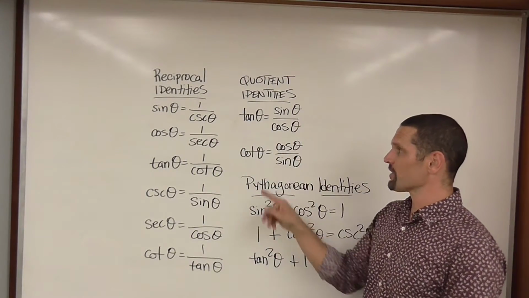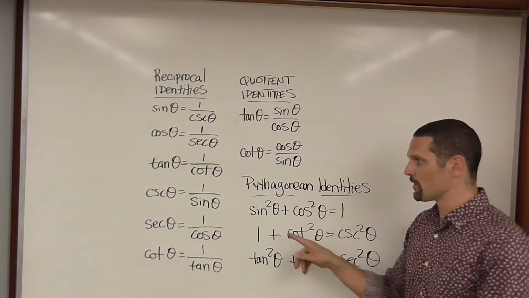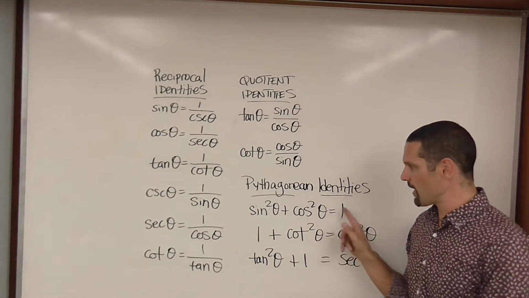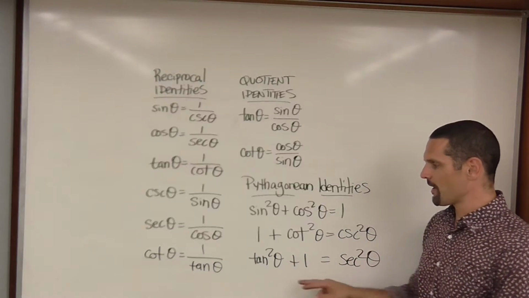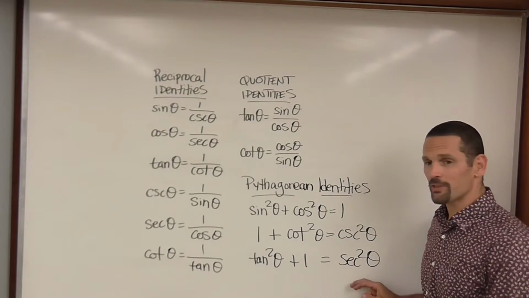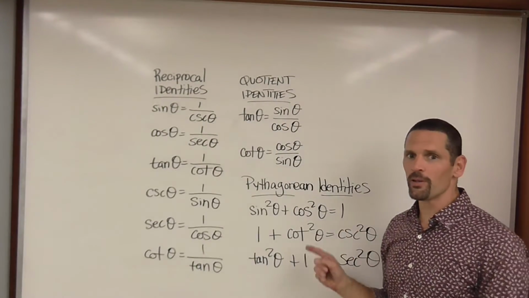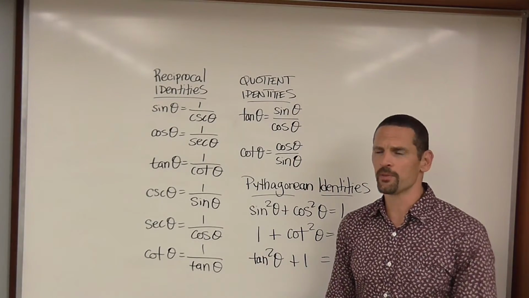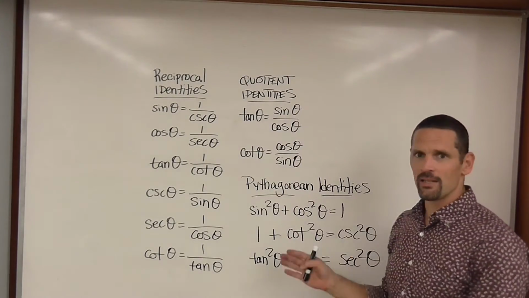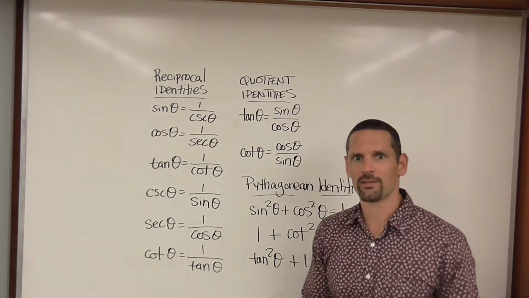Tangent is sine over cosine. Cotangent is cosine over sine. Pythagorean identities. These are probably new to you. Sine squared theta plus cosine squared theta equals 1. 1 plus cotangent squared theta is cosecant squared theta. And tangent squared theta plus 1 is equal to secant squared theta. The quicker you know all of these building blocks, the better you are at doing trig identity problems. So please memorize these. You saw where they come from. Now we're going to use these, so please memorize these.